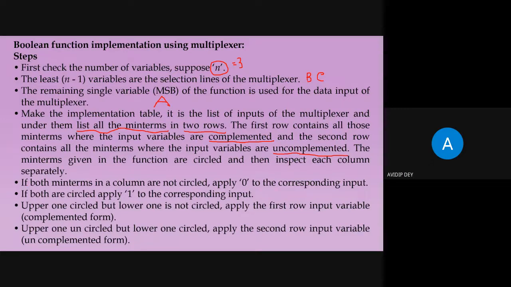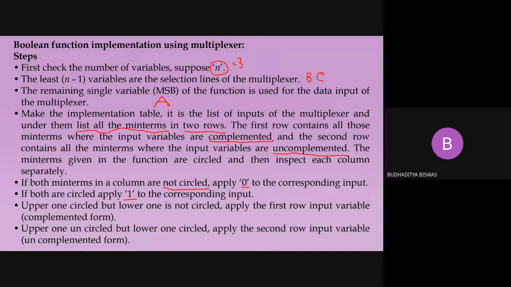Is everything understood? We need to create the implementation table. Now see, if both minterms in a column are not circled, we should not face this kind of situation in the given example. If both minterms in a particular column are not circled, apply a 0 to the corresponding input. If both are circled, we have this situation, so apply 1 to the corresponding input.